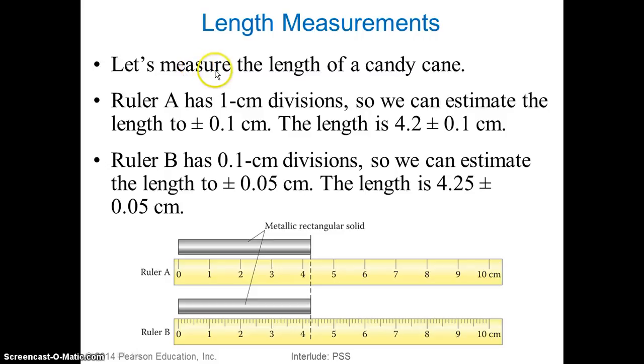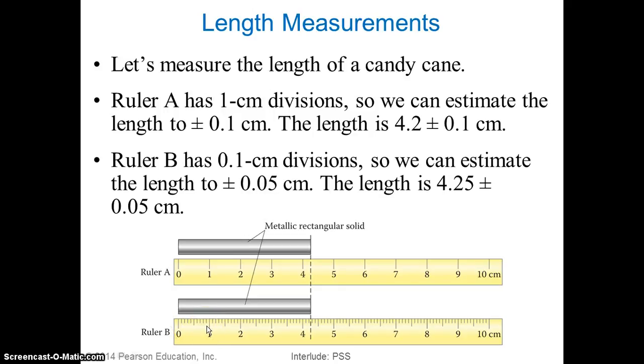Let's measure the length of a candy cane. We have two rulers, ruler A and ruler B. Both measure up to 10 centimeters. But you can see ruler A has 0 to 1 centimeter with no small markings in between. In ruler B, we have 0 to 1 centimeter, but it has 0.1 centimeter divisions, small markings in it.